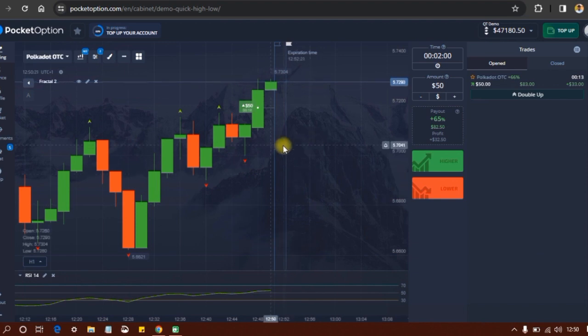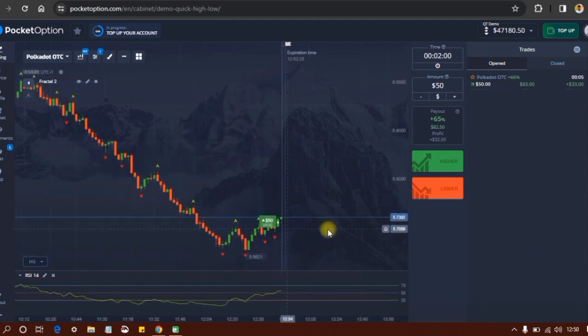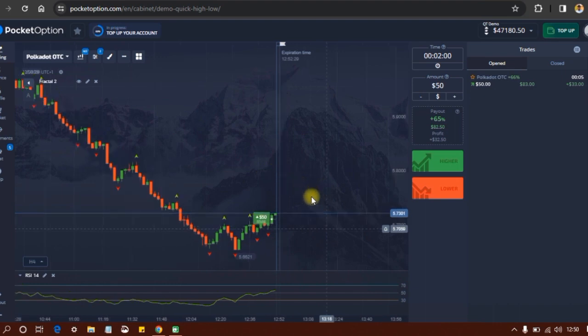The trade is currently running. Let's see how it ends. Wow, it's a great one. You can see we ended the trade in profit, and that is how to use this particular strategy.